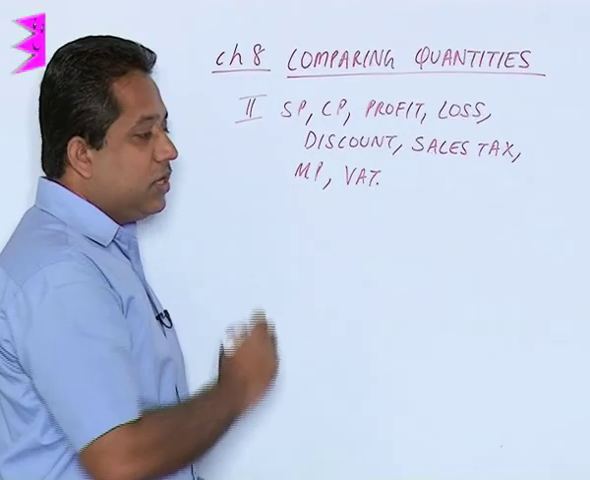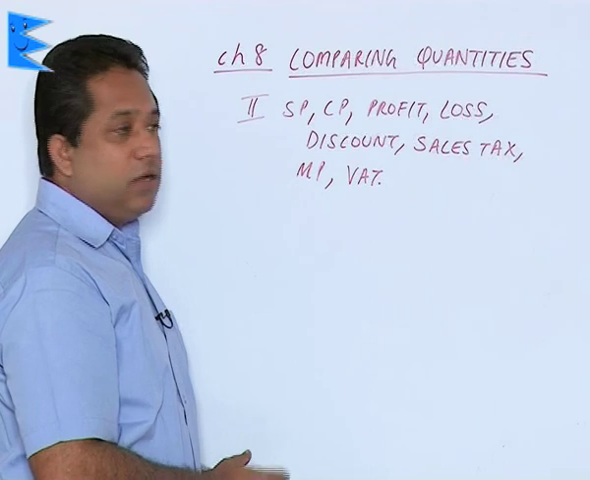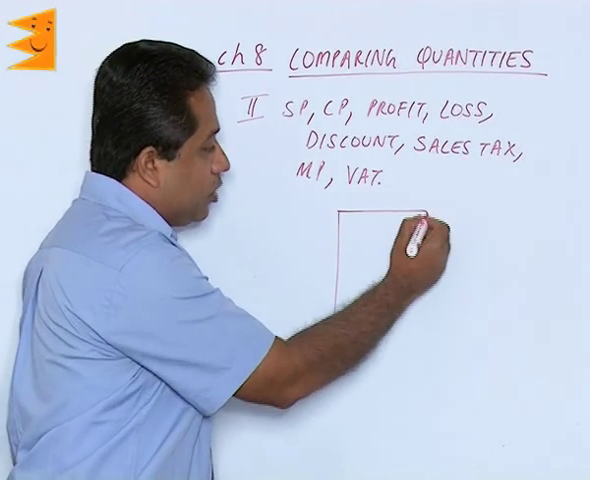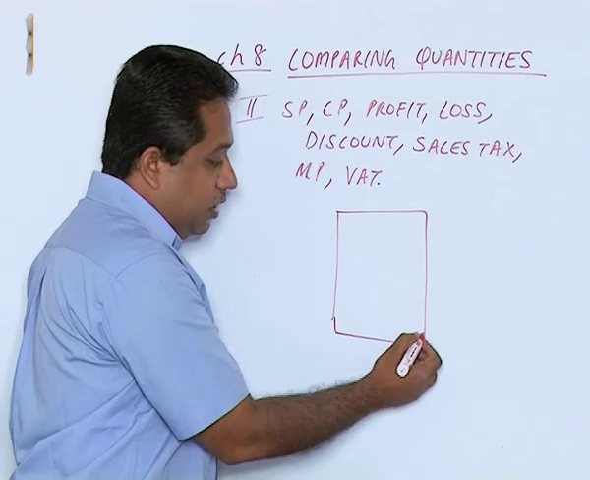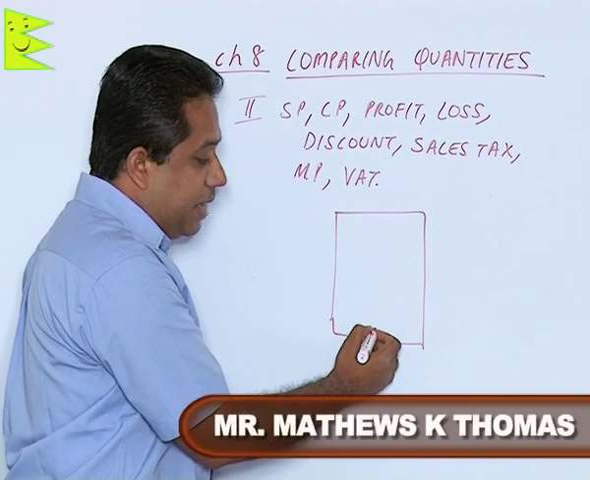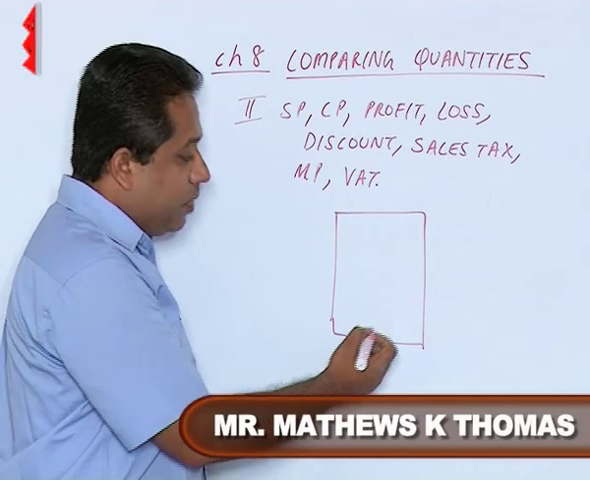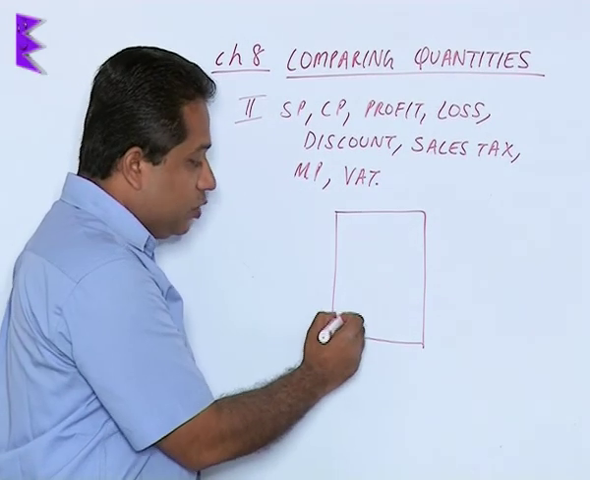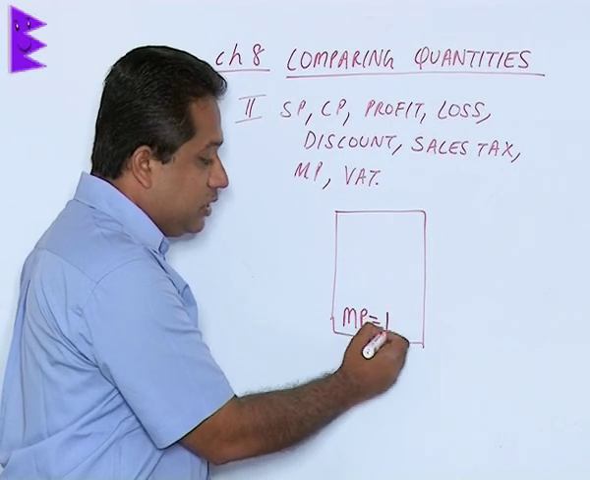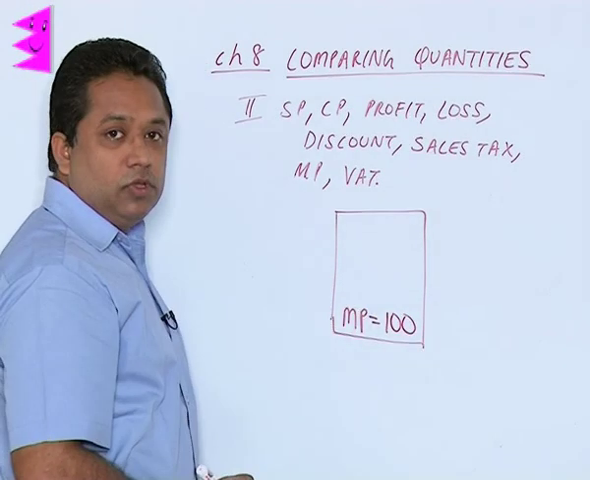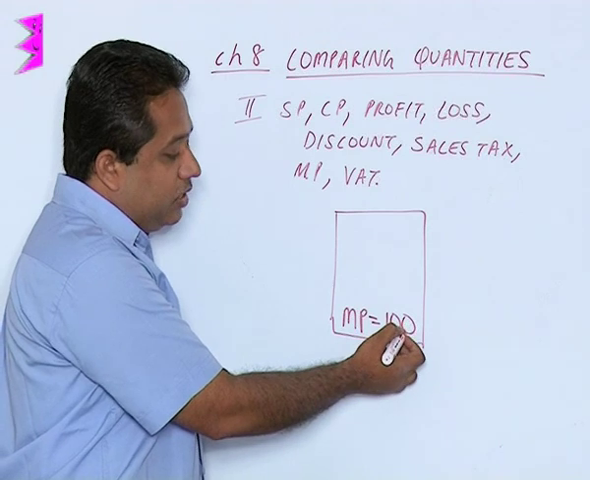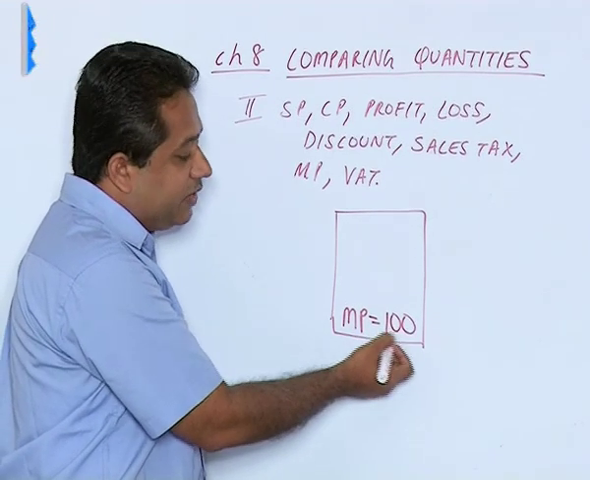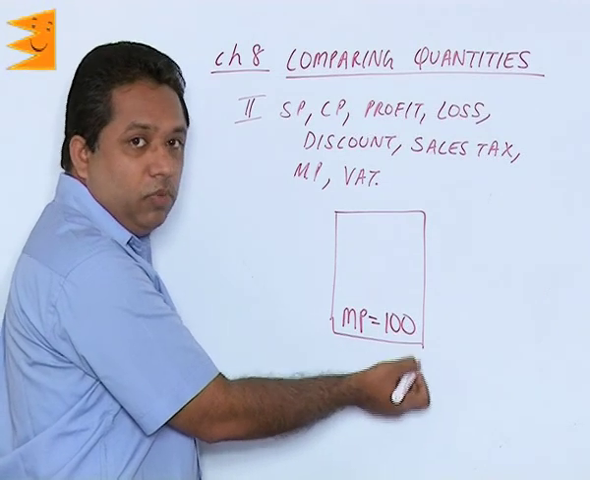Now, when we go to the market to buy something, we will find a printed price on the object. Let us assume that we are going to the market to buy a textbook. Here what is going to be written will be the MRP, which stands for the maximum retail price. In this case we call it the marked price. So let us assume that the marked price of this book is 100 rupees. Which means that he cannot sell it beyond this amount. He can sell it for a lesser amount or he can sell it for this amount but not more than this.